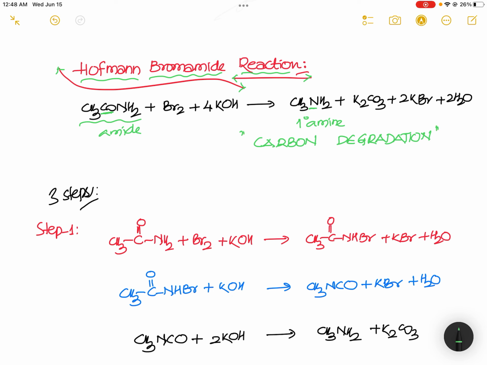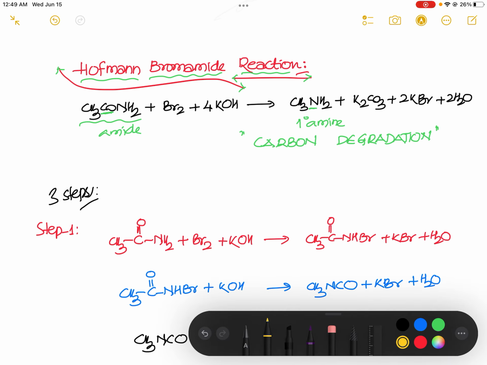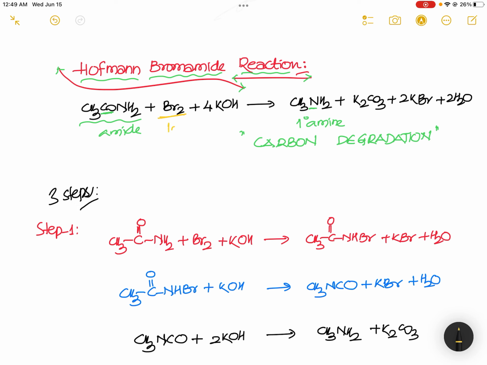Carbon degradation it is. So see, bromine we are using. In place of bromine you can use I2, chlorine is also fine. In place of KOH you can use NaOH also. But in general, whenever you see, you can see Br2 and KOH. So amides, when treated with bromine and KOH, will give their primary amine. 1 degree amine is formed. One carbon lost, that's why it is a carbon degradation reaction.